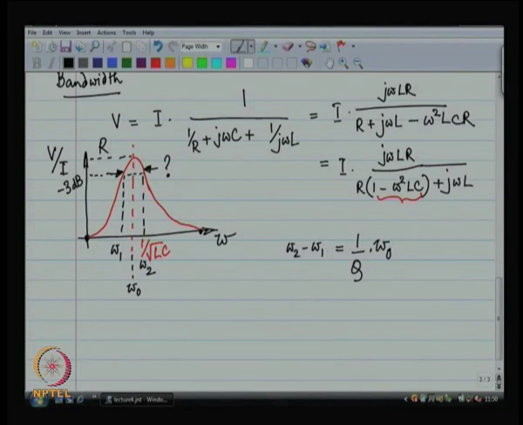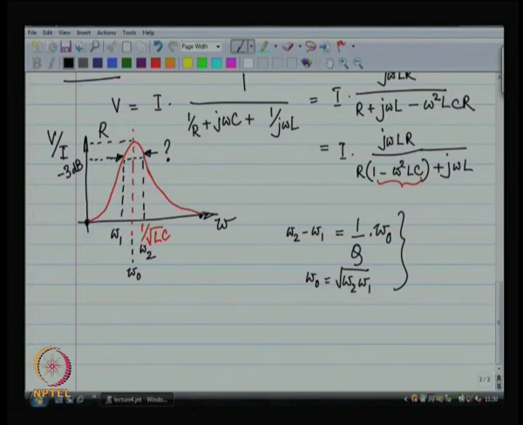You can also show that omega naught is the geometric mean of omega 2 and omega 1. All of this comes from your circuit theory. So, you have two equations, two unknowns, and you can compute the values of omega 2 and omega 1. All right. So, this is bandwidth. What does this mean for us? This means that as I increase q, the response of my circuit becomes sharper and sharper around the resonant frequency.